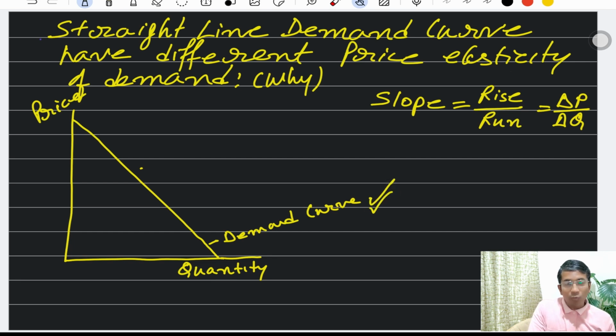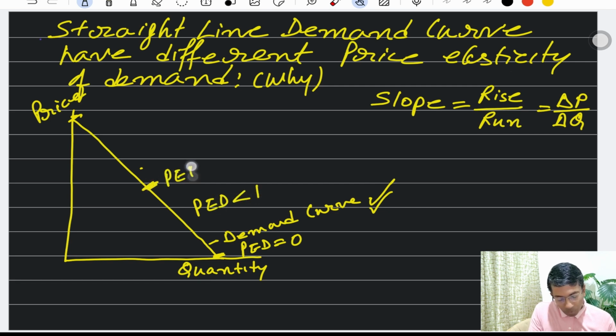the price elasticity of demand is going to be different when you look at all the points. First of all, understand what that is. There are three important points and five important elements. Number one, at the bottom, the price elasticity of demand happens to be 0. Here the price elasticity of demand happens to be less than 1. At the middle, the price elasticity of demand is equal to 1.